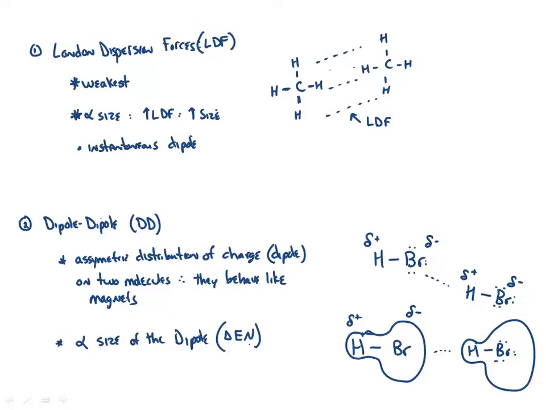So these have to have an asymmetric distribution of charge. Let's talk about that a little bit. So what are some clues that we have an asymmetric distribution of charge? What should I be looking for in those molecules?